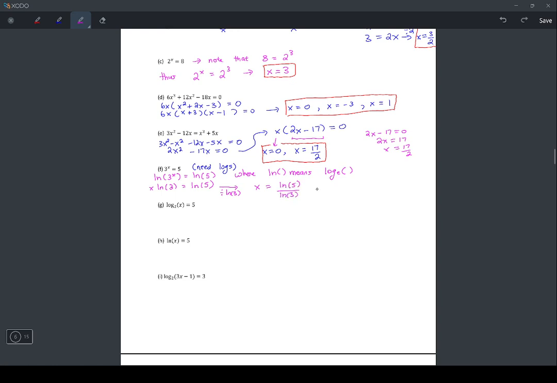As a special note, ln 5 over ln 3 does not equal ln of 5 over 3. You cannot do that. You can't bring the arguments together into one log function like that. Instead, ln of 5 divided by 3 is ln of 5 minus ln of 3. It's one of the other log rules.